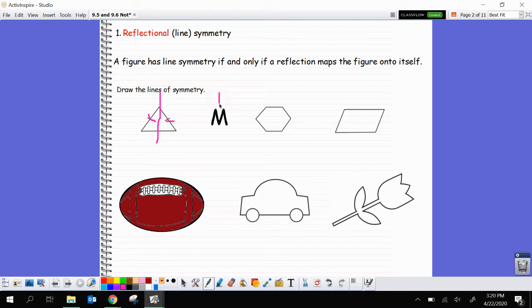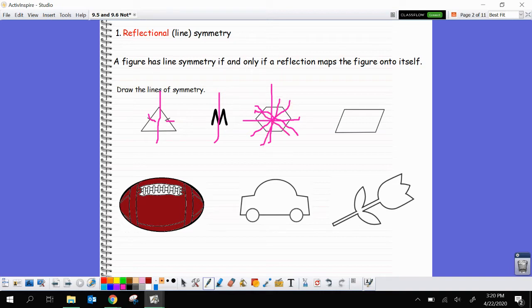Okay, then we have this M. Draw it straight down the middle. We have a hexagon here, and this really isn't drawn to scale, but it should be. Assume this is a regular hexagon, then I could draw all types of lines. I could draw here, here. I could even draw here, here, and then I could even split these in half one more time.